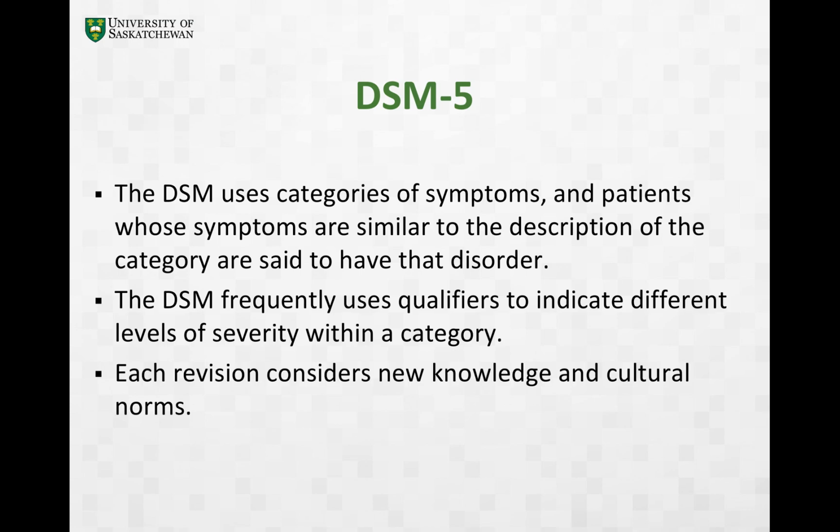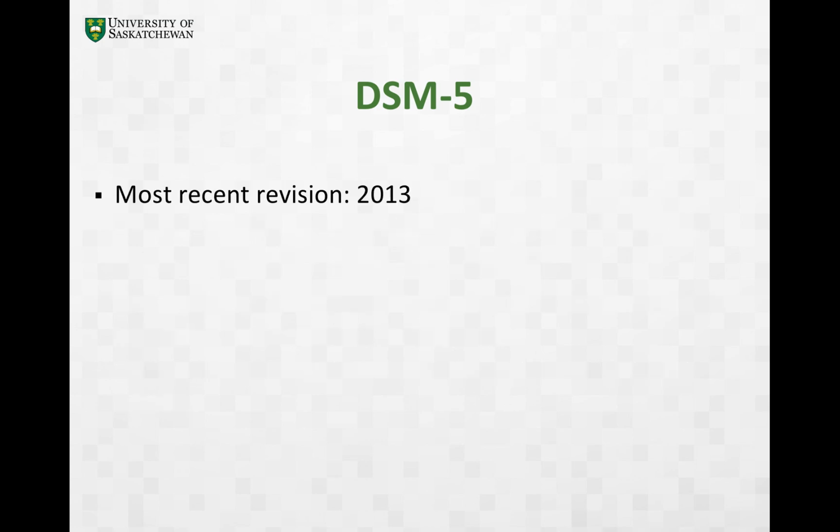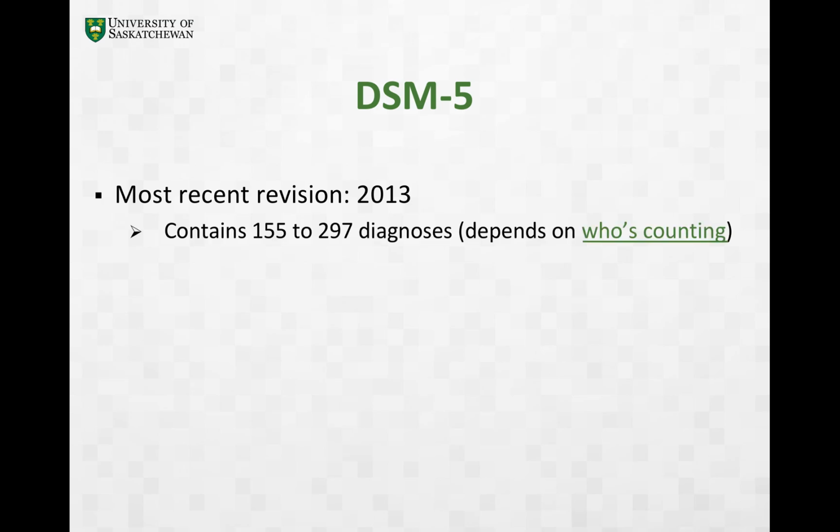Now, each revision considers new knowledge and cultural norms and factors that information into the diagnostic process. Now, the DSM-5, the most recent revision, was 2013. It contains somewhere between 159 to 297 diagnoses, and it really depends on who's counting. And if you'd like to take a look, there is someone who's done a lot of counting on that. You can click that link and go check out James Morrison's work on this.